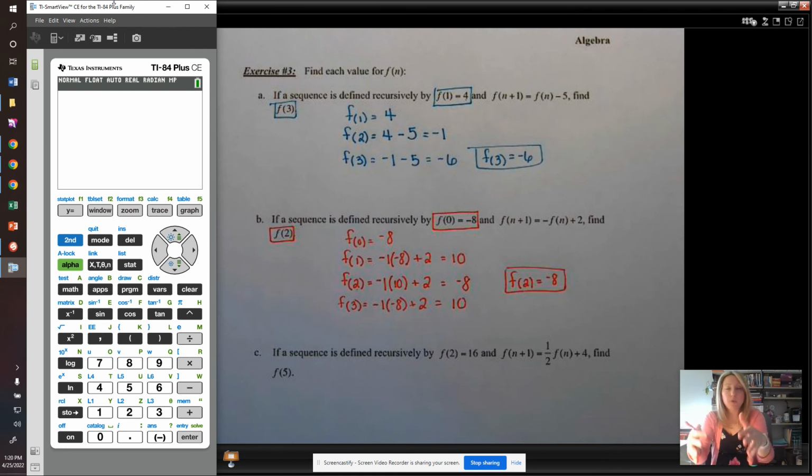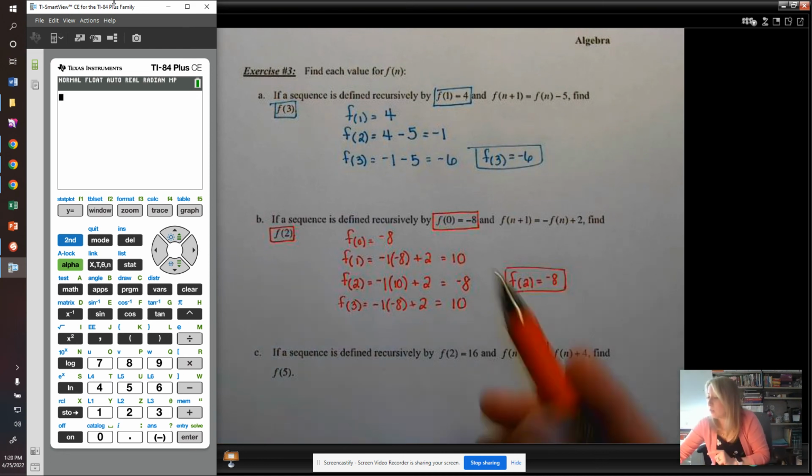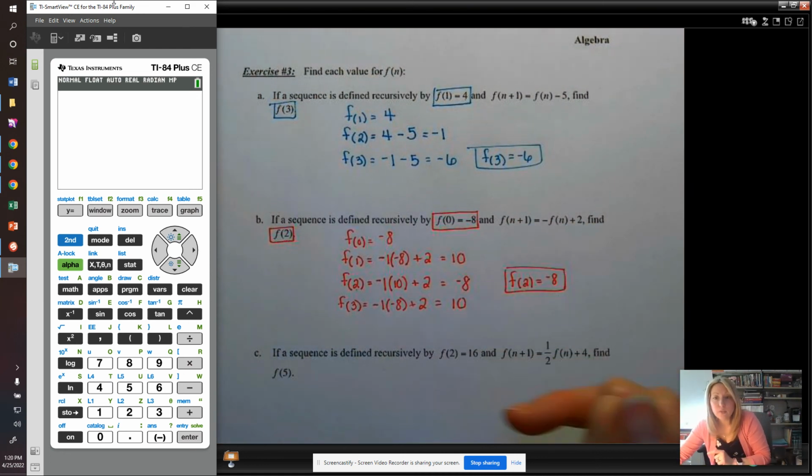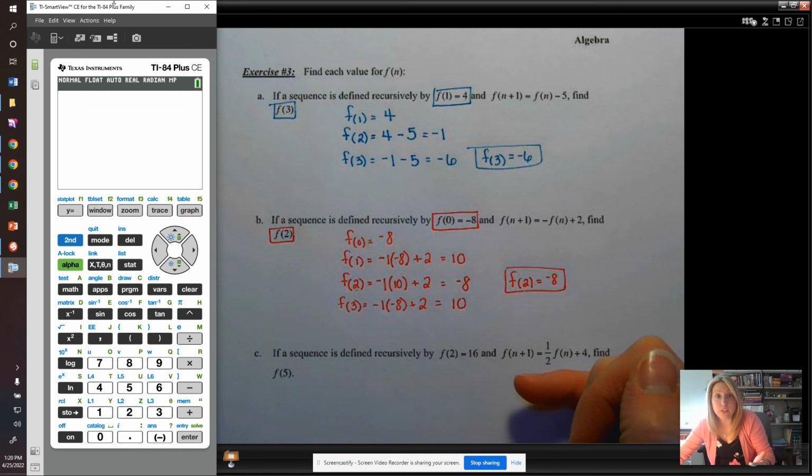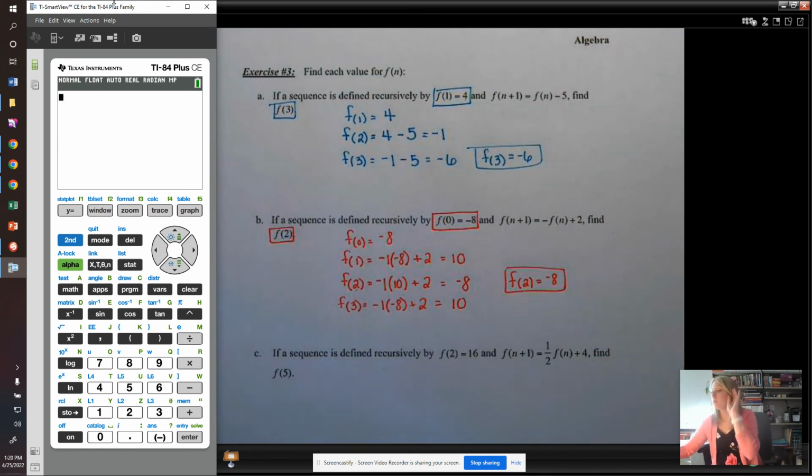In recursive sequences, the reason we need to take that previous term and then plug it in is you might be stuck in a loop. And this is a perfect example of one where we're just going back and forth. That actually happens a lot in recursive sequences, so don't be super surprised when you see it happen.